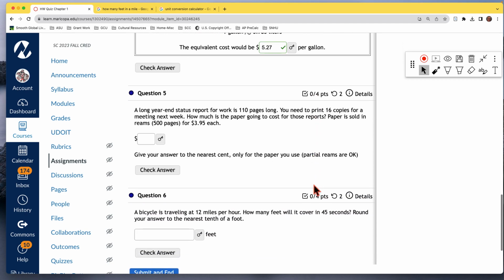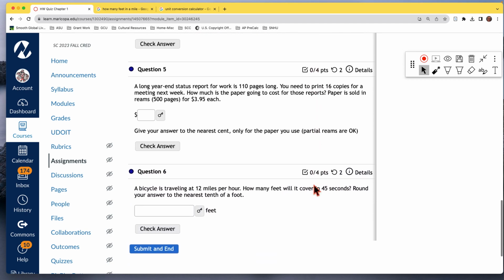Questions or concerns? Got 2 more to do. And then again, these are what's in the homework. Time to work through. I'm happy to work with you and go through. So these are kind of application type problems more. So number 5, a long year-end status report for work is 110 pages long.